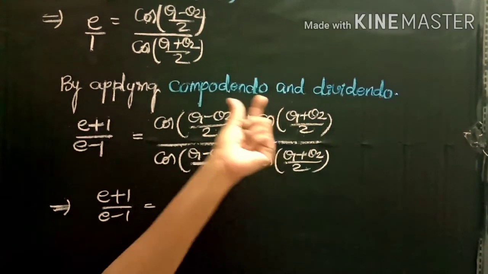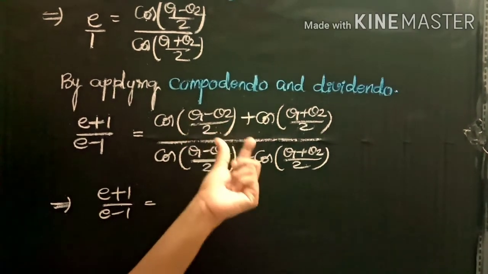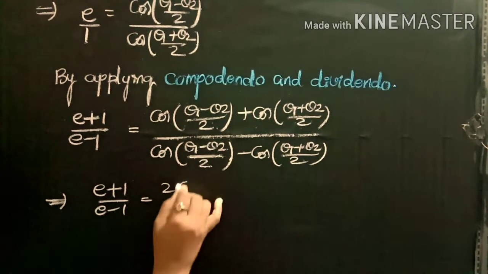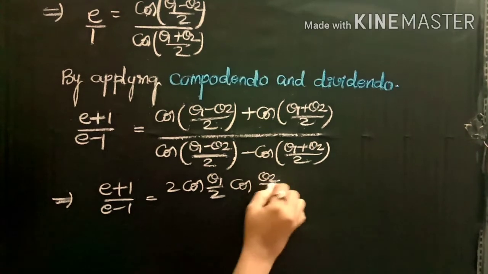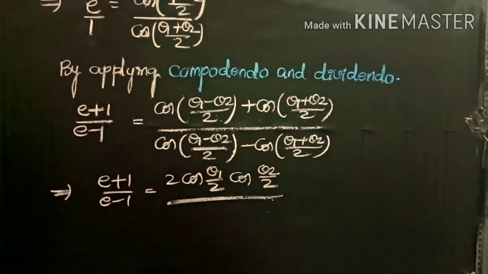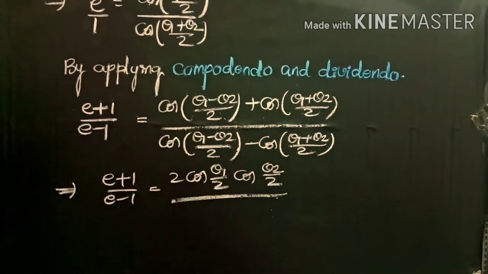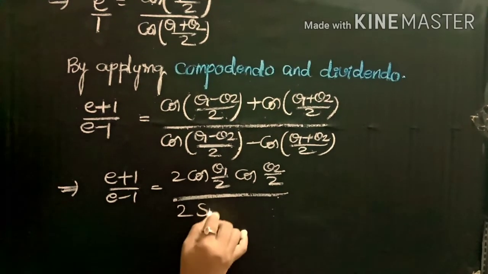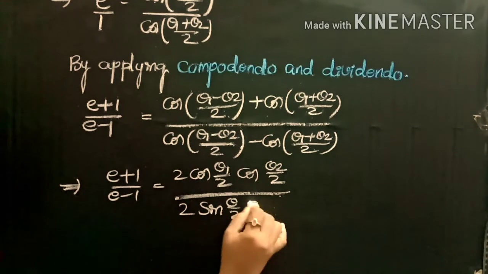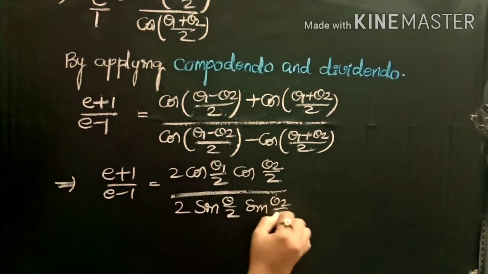Cos of a plus b plus cos of a minus b is equal to 2 cos a cos b. That is 2 cos theta 1 by 2 cos theta 2 by 2. But this is cos of a minus b minus cos of a plus b, and the formula is 2 sin a sin b. That is 2 sin theta 1 by 2 into sin theta 2 by 2.